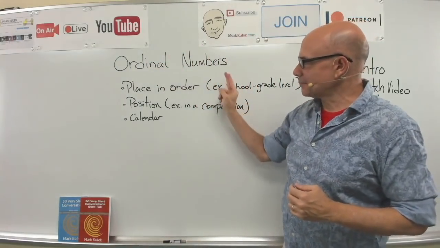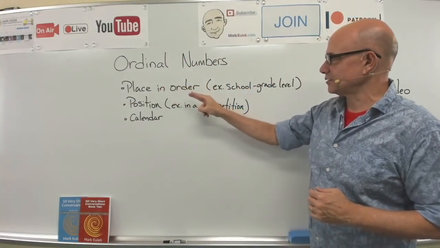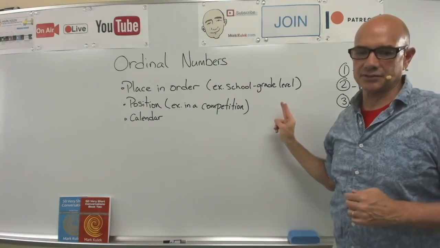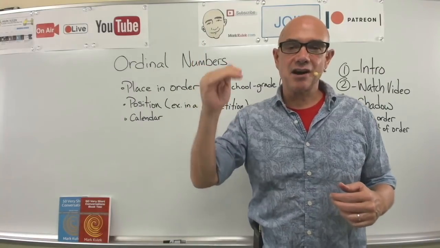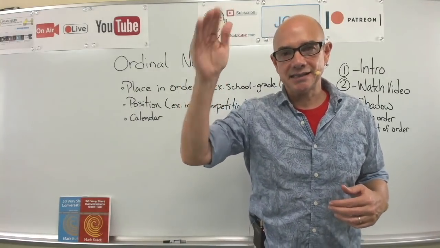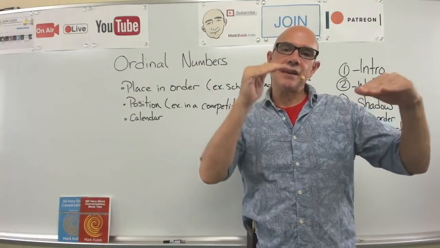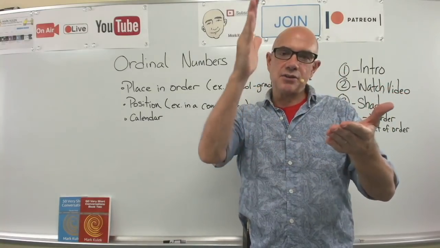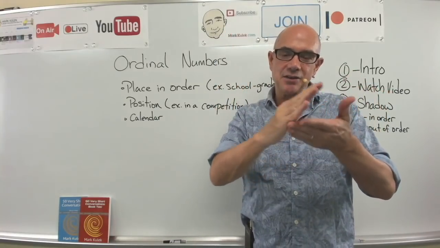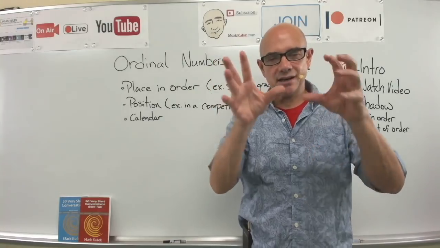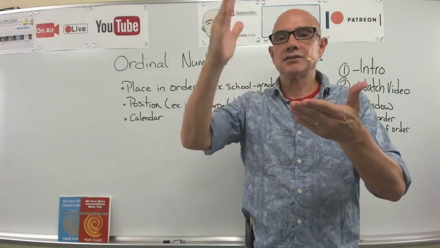Okay, ordinal numbers, and we use ordinal numbers to place things in order, okay? For example, school grade levels, right? So first, there's first grade, second grade, third grade, all the way up to 12th grade. That's high school, right? That's the last year in high school. So first grade is elementary school, and elementary school is first grade through sixth grade. Then junior high school is seventh grade through eighth grade or ninth grade, depending on the school. And then high school will be either from ninth grade or 10th grade until 12th grade, right?